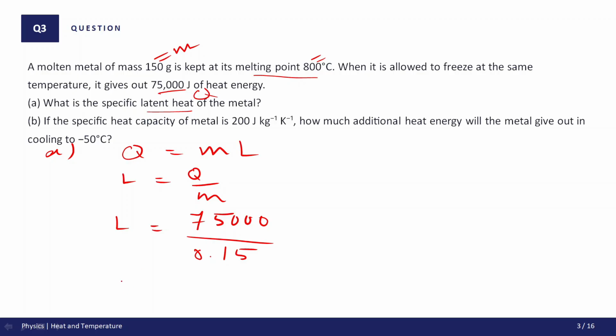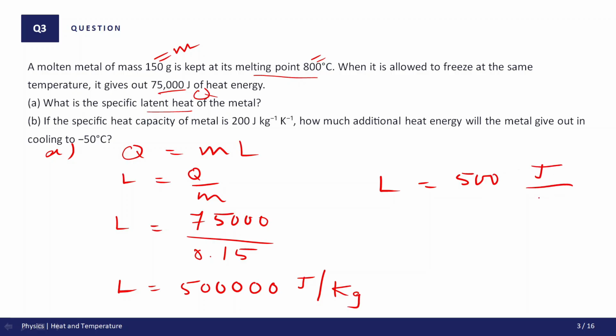So L equal to 5 and 5 zeros: 1, 2, 3, 4, 5. Units you will get joule by kg. If you want, you can use that. Otherwise, we will write it here: L equal to 500 joule by gram. 500 joule by gram. This is the one.